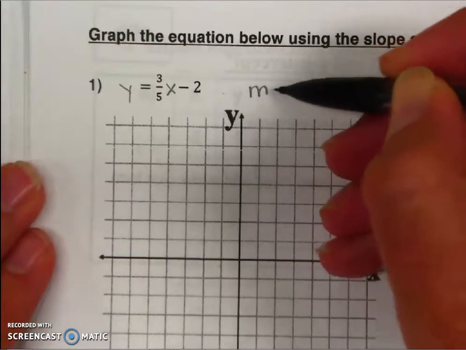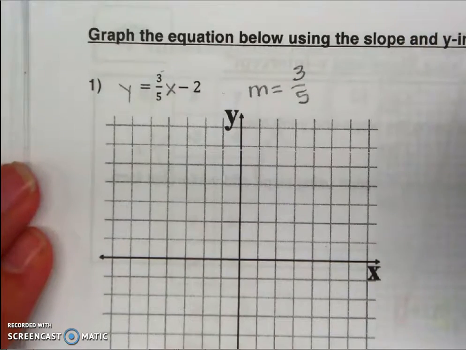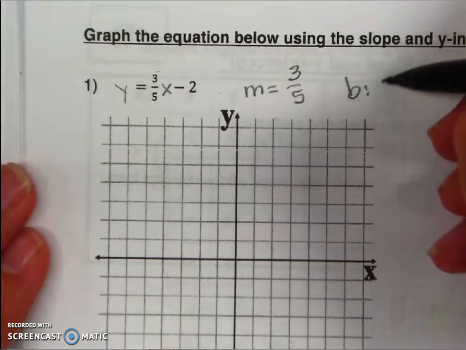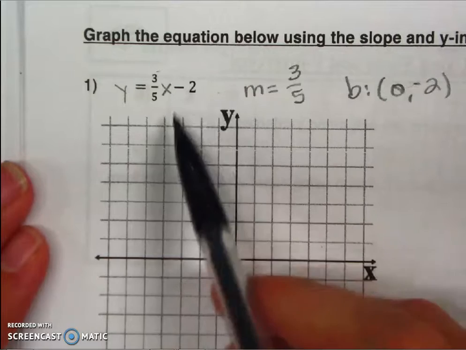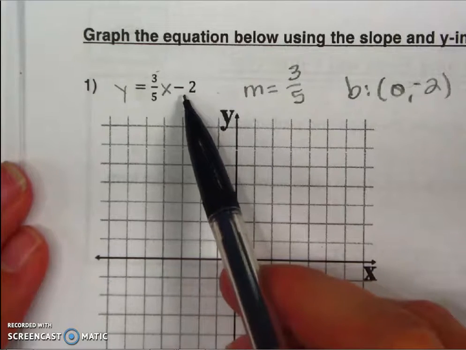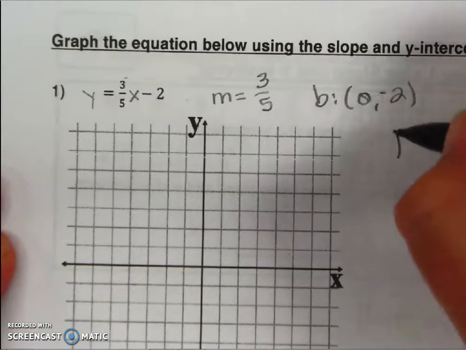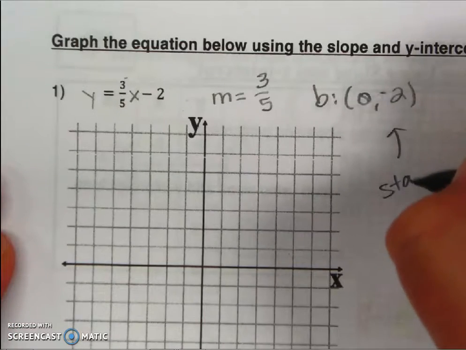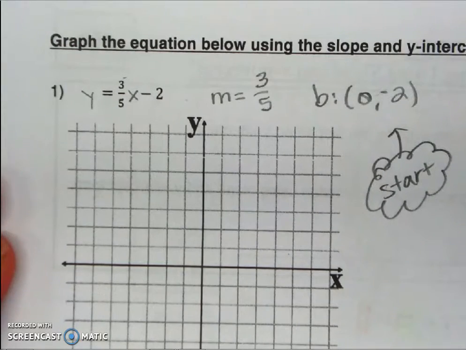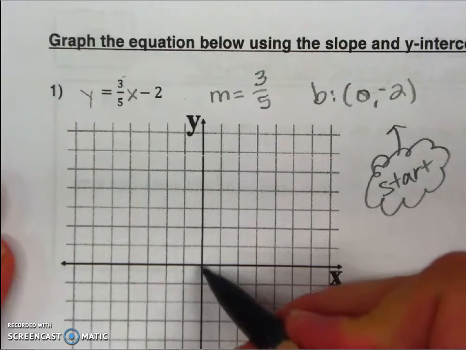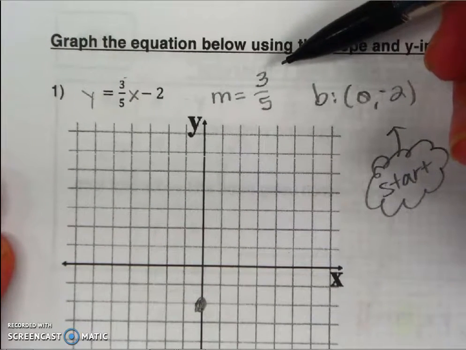All right, so we would have m would be 3/5 because that's the number in front of x. And the y-intercept would be at 0, negative 2, because that's the constant off by itself, no letter attached to it. So that tells me we're going to start here. So let's write a little note. Start there. That's our starting point. We're going to start on the point that we know. So 0, negative 2 is right here. So we start there, and then the slope tells me how to move from there.